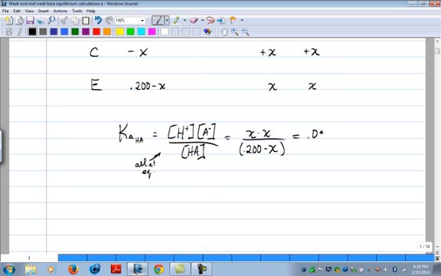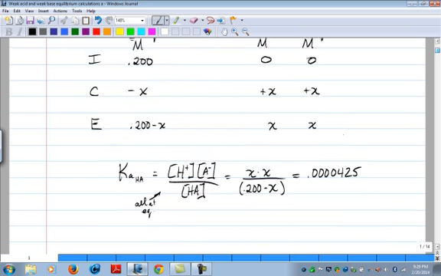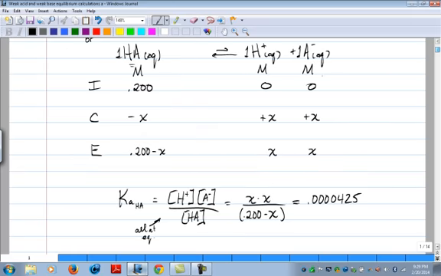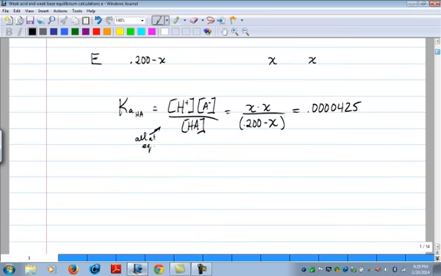So I'm going to write that out just so you see how many zeros that is. It's quite a small number. And of course you can put this in any calculator solver or program and solve for x, which will give you the concentration at equilibrium of H+, from which you can get the pH.